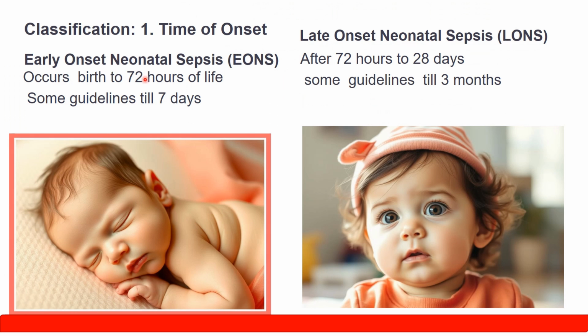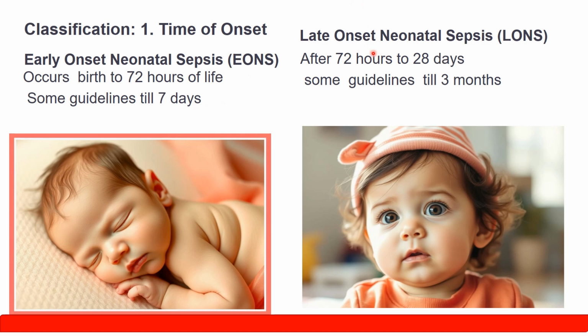Now come to the classification. I'll show you different classifications, but this number one classification, which is based on time of onset, is the most important one. So these two topics we'll discuss in detail today. According to the time of onset, there is early onset neonatal sepsis. That means the sepsis or infection is occurring from birth till 72 hours of life. And some guidelines say it is till 7 days of life.